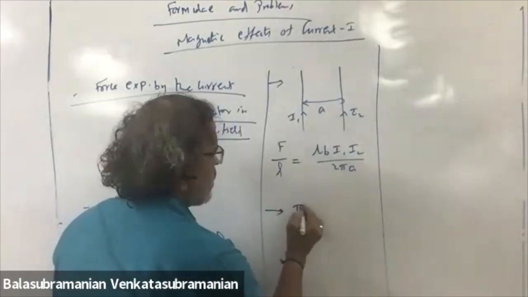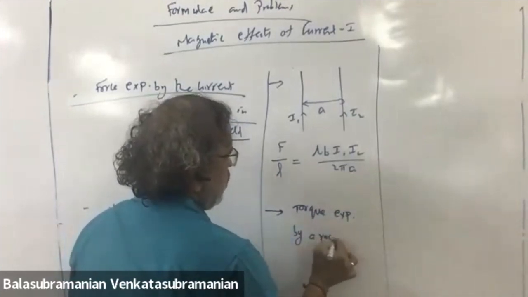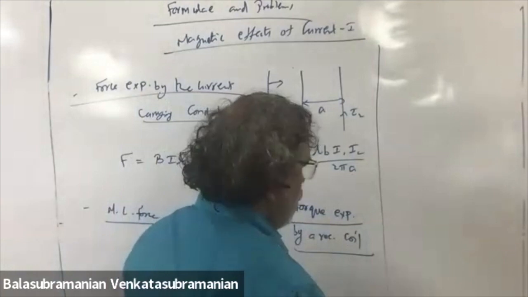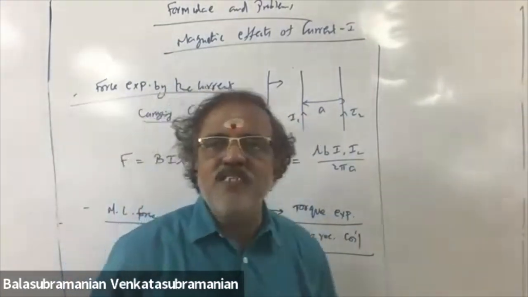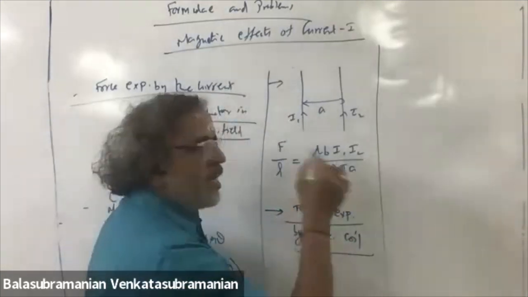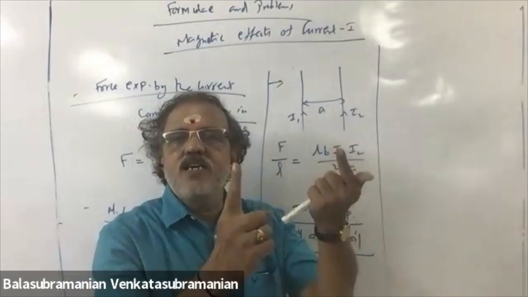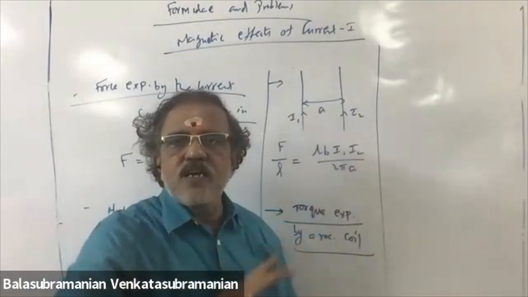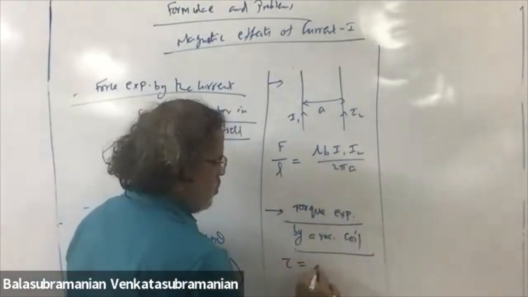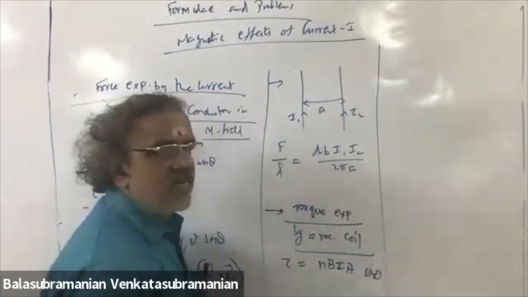torque experienced by a rectangular coil. Whenever a rectangular coil is placed in a magnetic field, four different forces are acting. Two forces, equal and opposite, cancel. The remaining two forces will try to rotate the body. That rotating force only we call torque. Tau is equal to NBIA sin theta, where N is the number of turns. NBIA sin theta.